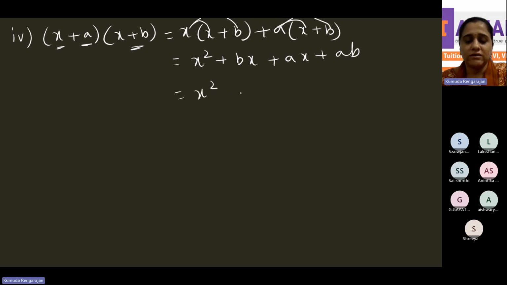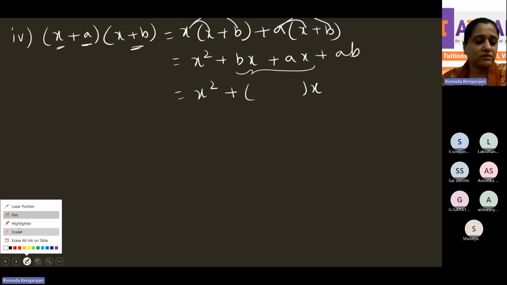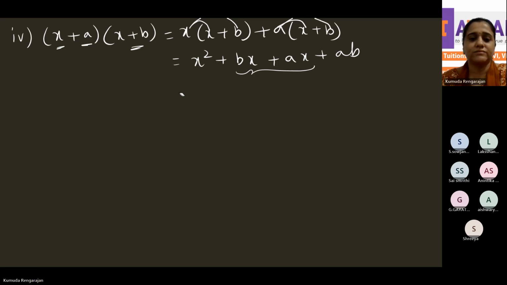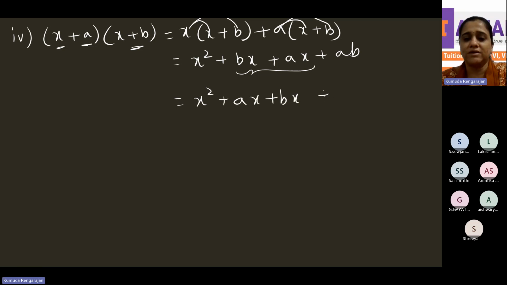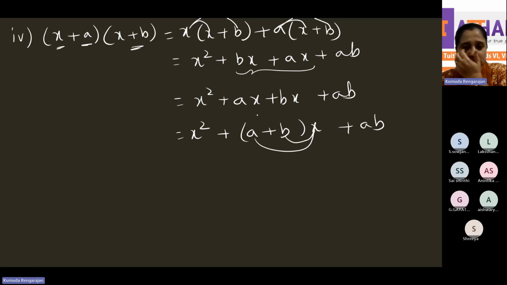So x squared plus, x is common between these two terms. So you just write one x here, and in the bracket you will get a plus b. Let me write the a term first. So x squared plus ax, and then the bx term, plus ab. All right, so it is x squared plus x is common, no? Now in the bracket, you will have a plus b, plus ab. See here, a into x, ax, b into x, bx. I've taken out this x common.